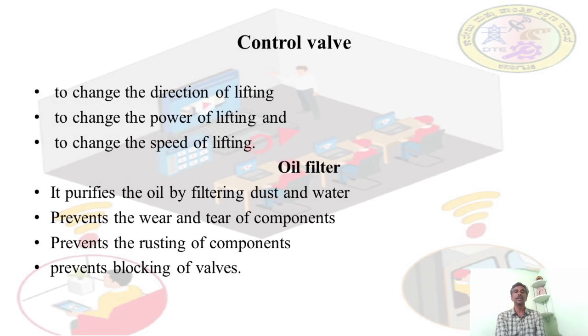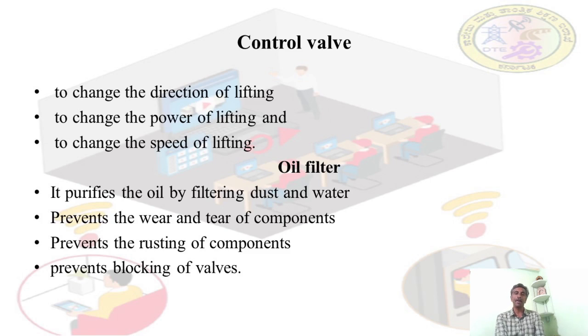Next, control valves. There are three types of control valves. One is to maintain or regulate the pressure, for which we are using the pressure control valve. The second one is to vary the direction, for which directional control valves are there. To vary the quantity, flow control valves are there. Here the control valves are used to change the direction of lifting, to change the power of lifting, and to change the speed of lifting.